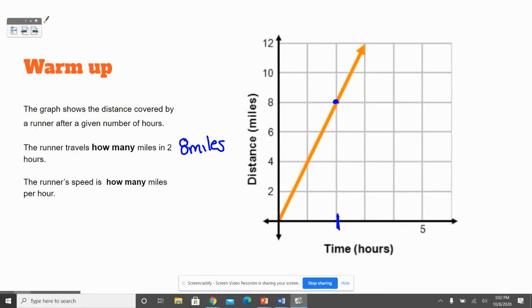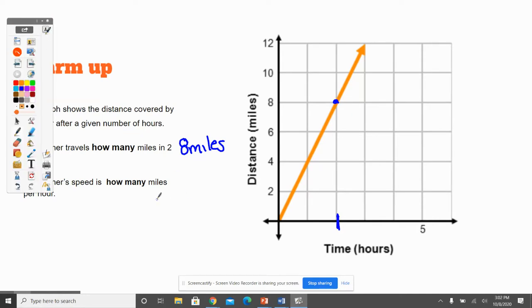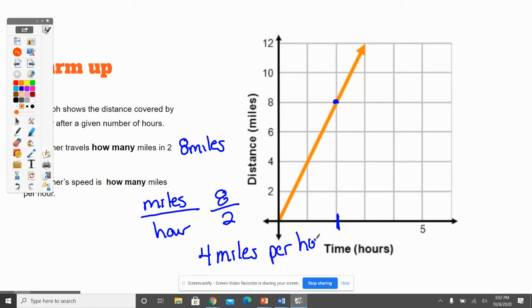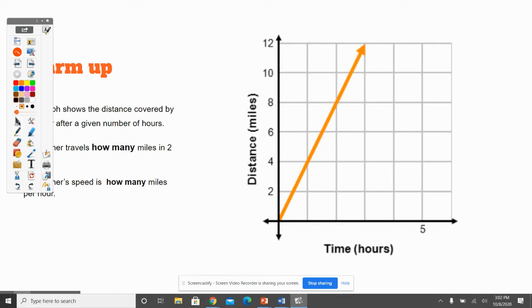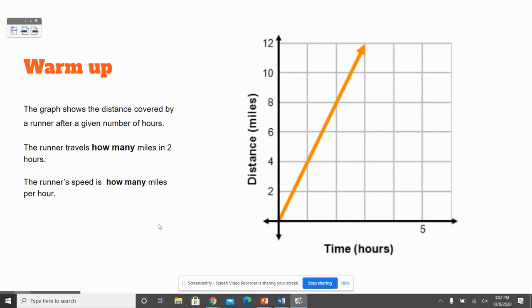What will his speed be per hour then? So if it's going to be miles over hours, that's miles per hour, because division and per are synonymous, we'll take 8 over 2, and that would be 4 miles per hour, which is pretty slow. He's probably walking. But that's okay, I suppose. I prefer to go faster, but that is just me.